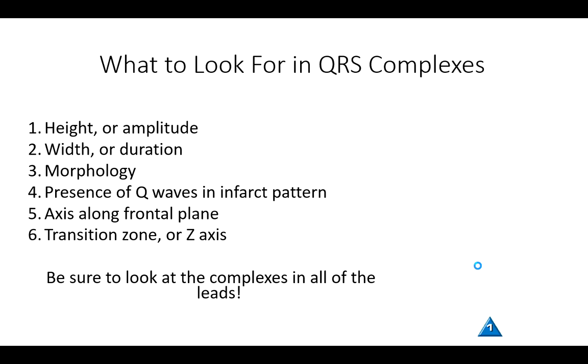I'm going to look at the axis along the frontal plane. I want to know, do I have normal axis? Do I have right axis deviation, left axis deviation? Again, if I see something like that, I'm going to start looking for some other indicators. And what's the transition zone?